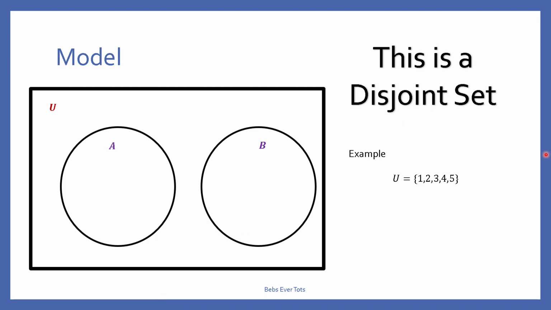Let's have an example. Given the universal set with elements 1, 2, 3, 4, 5, and then set A has 1, 2, 3, and then set B has 4 and 5 as its elements. As you can see, when you observe set A and set B, there are no common elements.